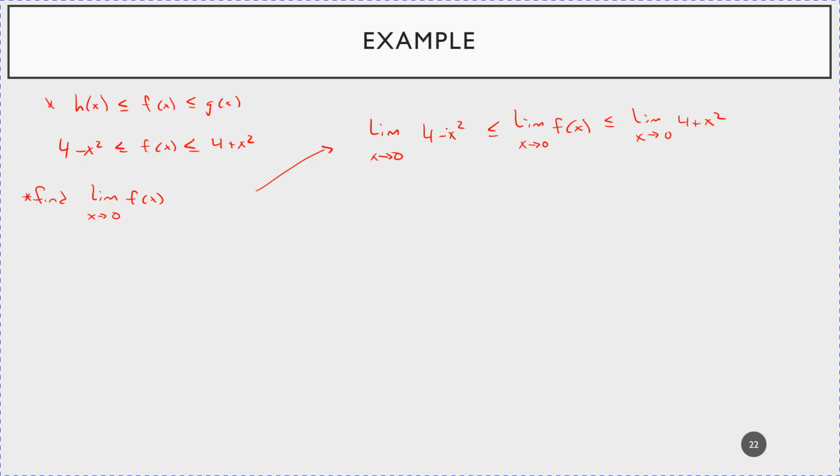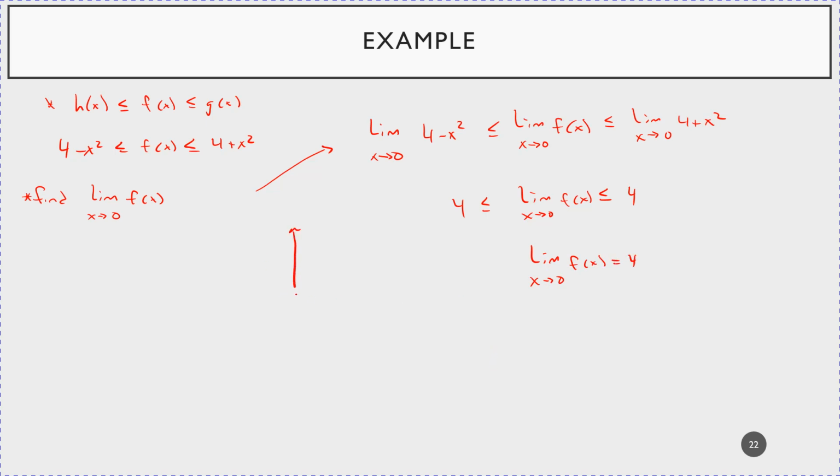Well, look, if you plug 0 into this, you get 4 minus 0, you get 4, which is less than or equal to the limit as x goes to 0 of f of x, which must be less than or equal to, if you plug 0 into this, 4. So look, the only way this equality holds is that the limit as x goes to 0 of f of x must be equal to 4.